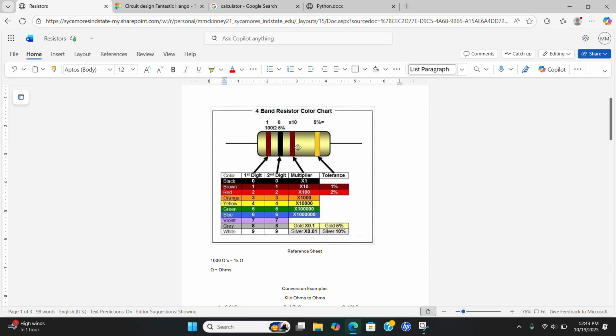So let's imagine that if it's a brown, black, red resistor, the brown would be 1, the black would be 0, and the red would be 2. So it'd be a 1000 ohm resistor. The third digit just determines how many zeros you add to it.